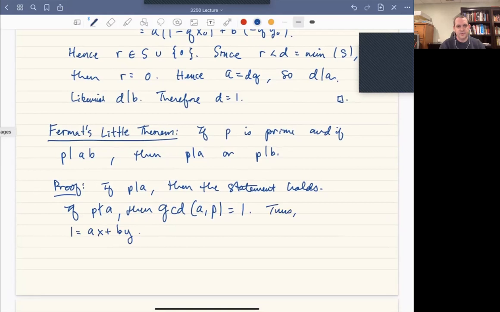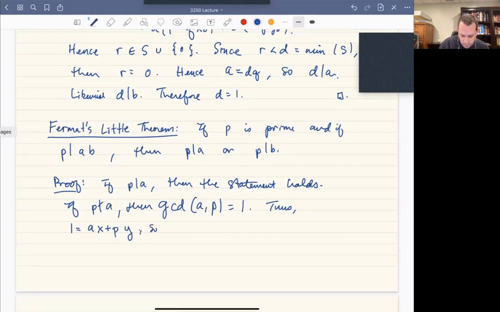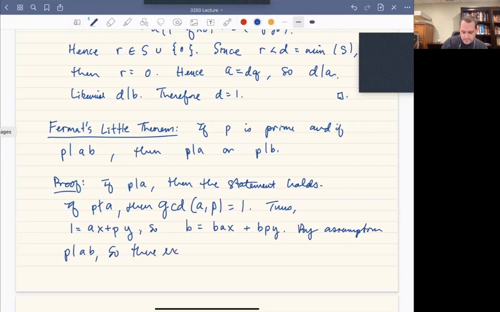So 1 is equal to AX plus PY. I wrote B, but I meant P. And then what we're going to do is multiply both sides by B. So it follows that B is equal to BAX plus BPY. And by assumption, P divides AB. So in other words, there exists a value K where AB is equal to PK.